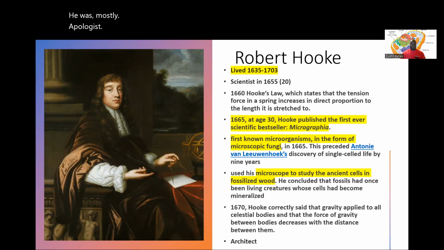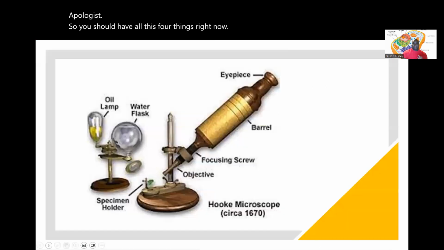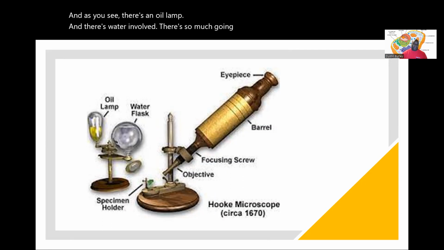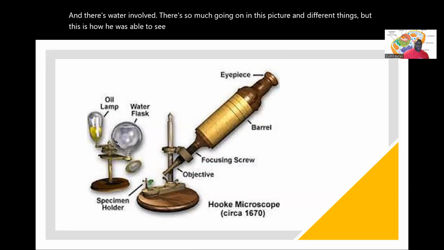So you should have all those four things written down. This is one of the microscopes he created. And as you see, there's an oil lamp and there's water involved. There's so much going on in this picture, but this is how he was able to see those small negatives back then.